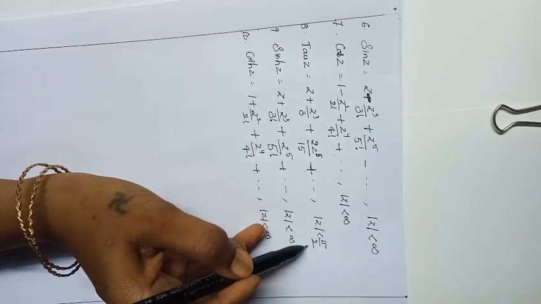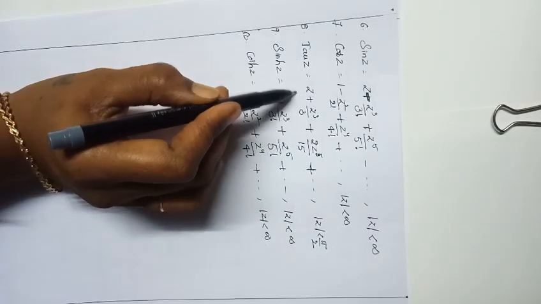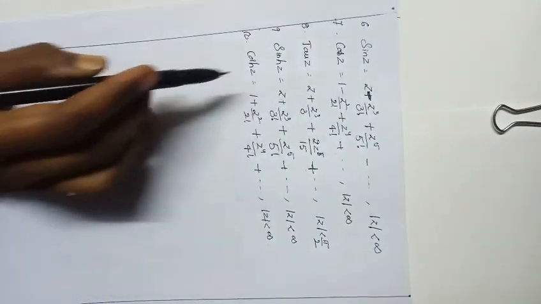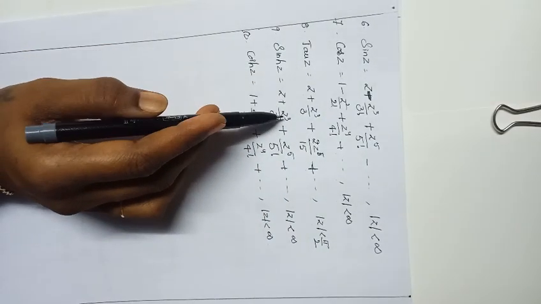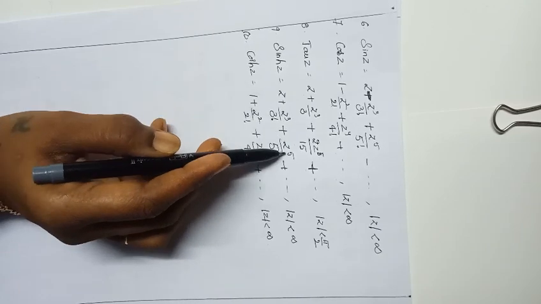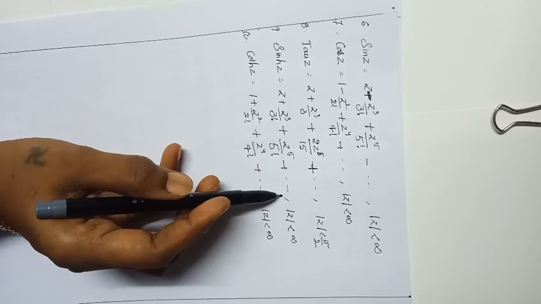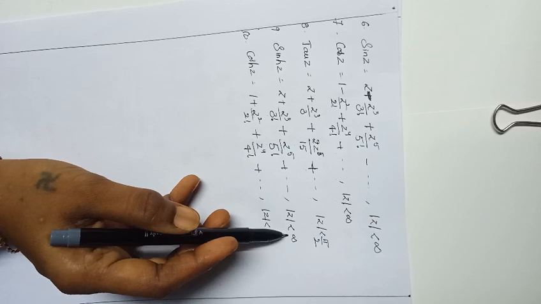Modulus of z is less than 90. This is the condition for the infinite series of tan z. The sinh z expansion is z plus z cube by 3 factorial plus z power 5 by 5 factorial plus and so on. Modulus of z is less than infinity.